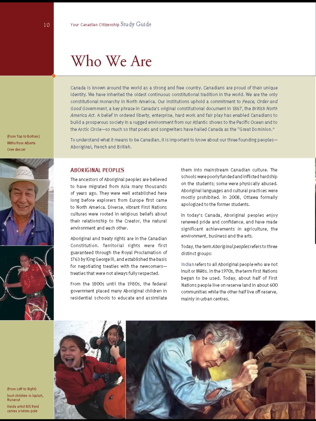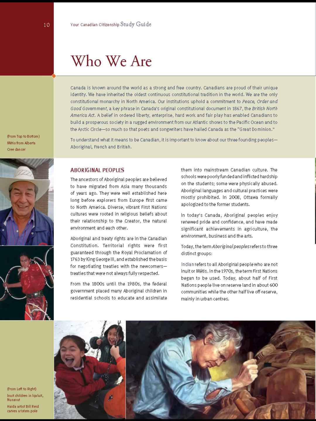Diverse, vibrant First Nations cultures were rooted in religious beliefs about their relationship to the Creator, the natural environment, and each other. Aboriginal and treaty rights are in the Canadian Constitution. Territorial rights were first guaranteed through the Royal Proclamation of 1763 by King George III and established the basis for negotiating treaties with the newcomers, treaties that were not always fully respected.